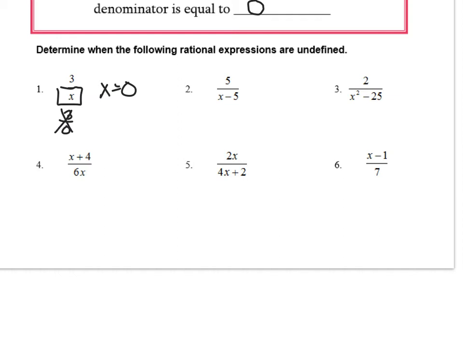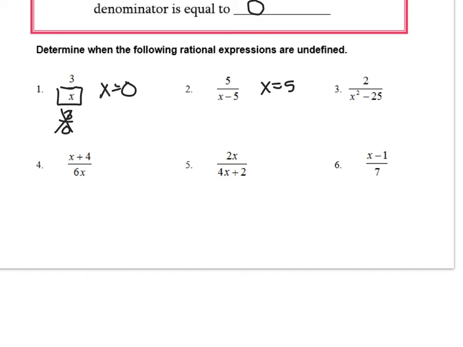For number 2, what value of x would make the bottom of this fraction undefined? Well, just thinking about it, you might think, well, I know that 5 minus 5 is 0, so I guess x equals 5 is the value of x that would make that entire fraction undefined. And that one was pretty simple.